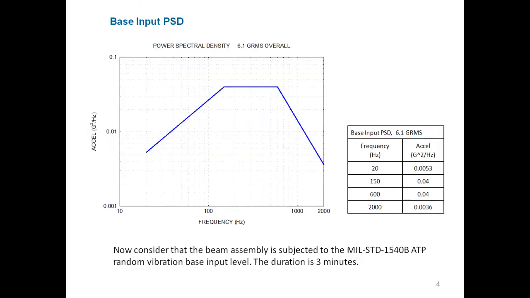Now we're going to be doing an example here, and this is going to be based on the MIL-STD-1540B ATP power spectral density, in G squared per hertz versus frequency in hertz. We're going to be applying this as a base input, or more properly as a forced acceleration, to a cantilever beam, where the beam is modeled as a continuous system. And we're going to have a duration of 3 minutes.